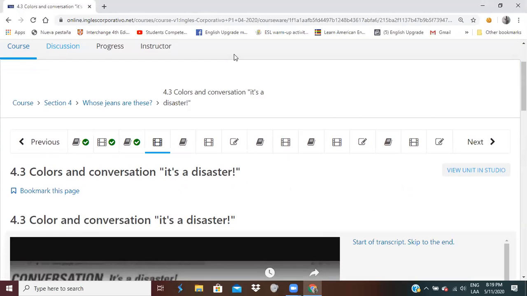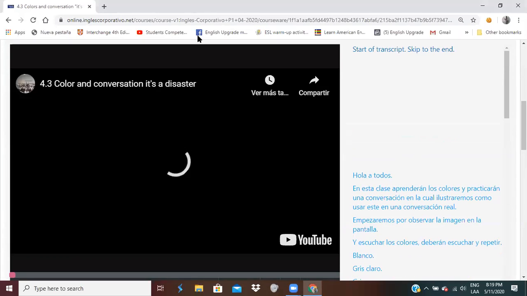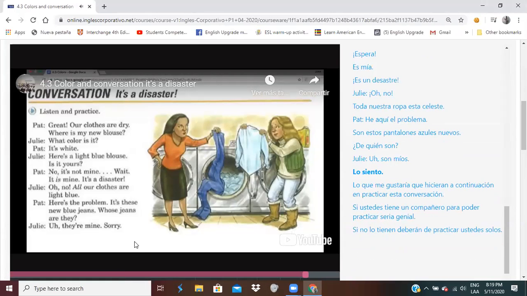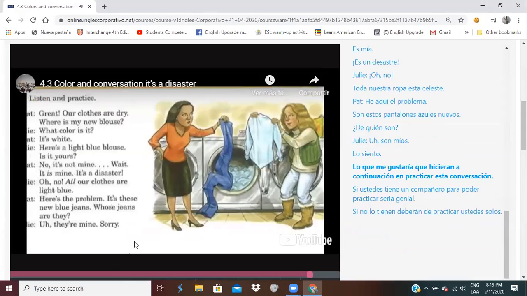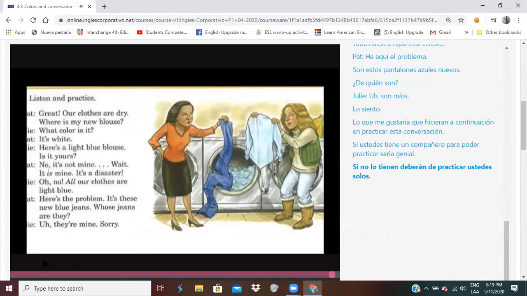Listen to the conversation, please. What I would like for you to do next is to practice this conversation. If you have a partner with whom you can practice with, that will be great. If it's just you, I would still encourage you to practice on your own.